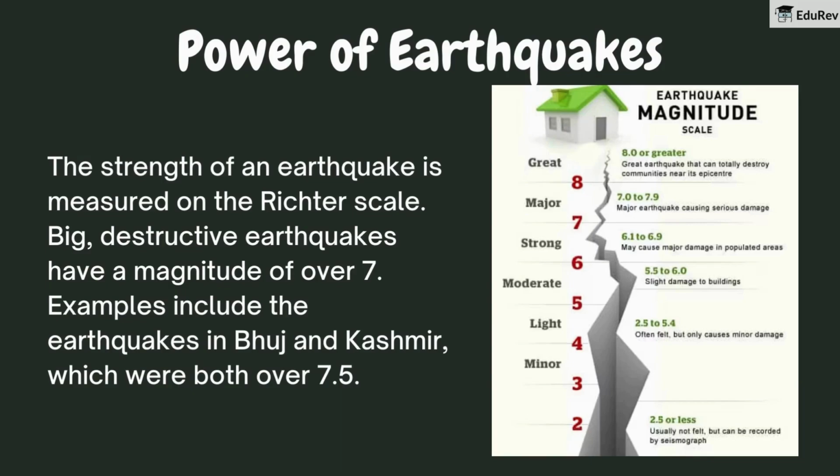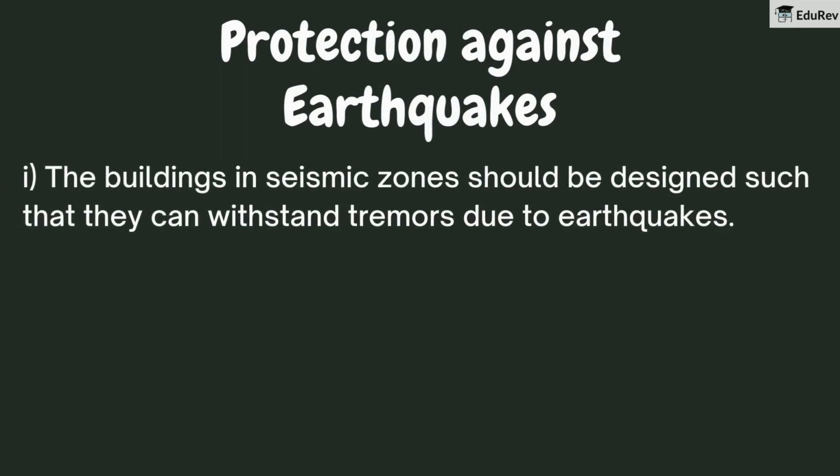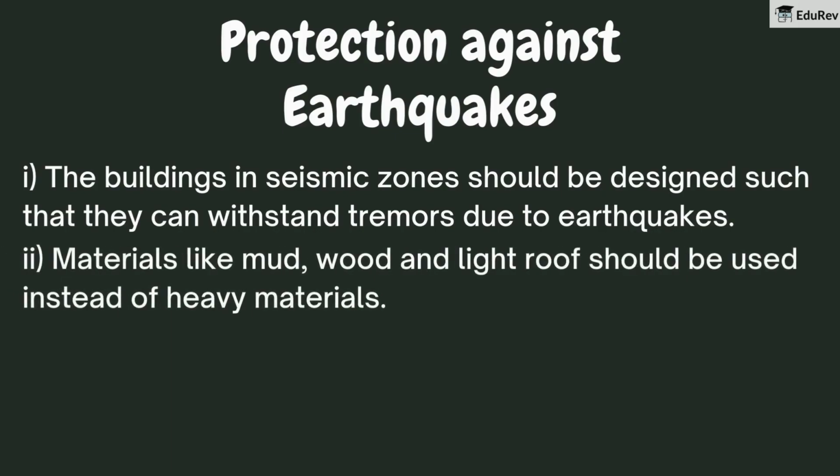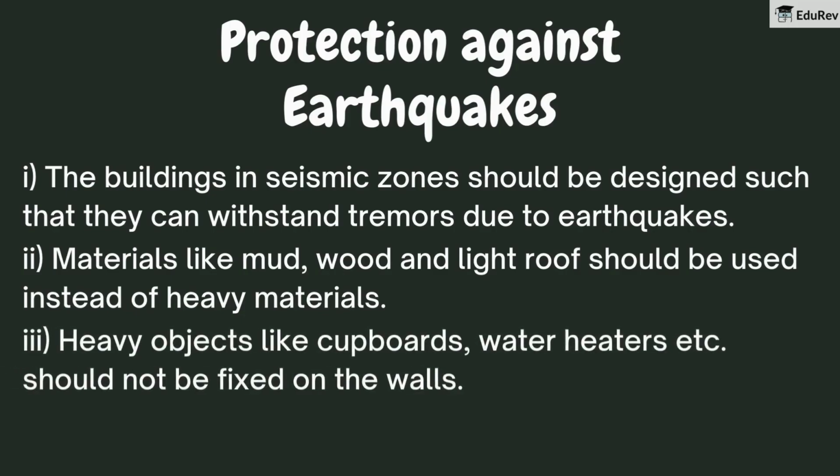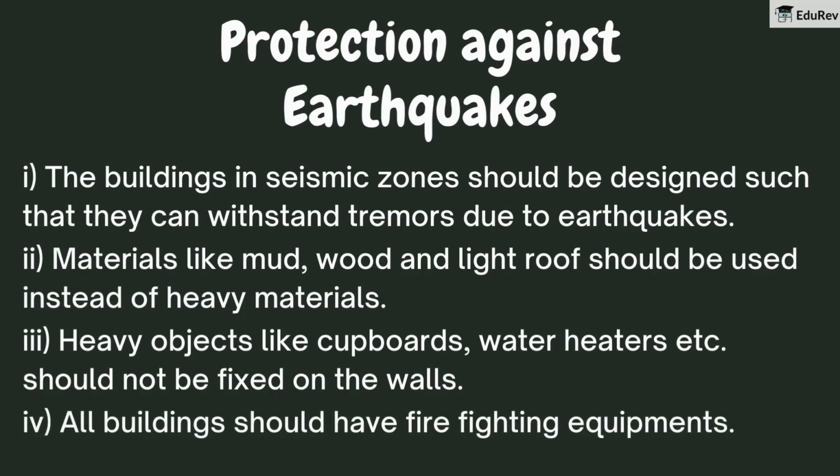Examples include the earthquakes in Bhuj and Kashmir, which were both over 7.5. That's pretty powerful. In places where earthquakes are common, the buildings should be designed such that they can withstand tremors due to earthquakes. Materials like mud, wood, and light roof should be used instead of heavy materials. Heavy objects like cupboards, water heaters, etc. should not be fixed on the walls. All buildings should have firefighting equipments.